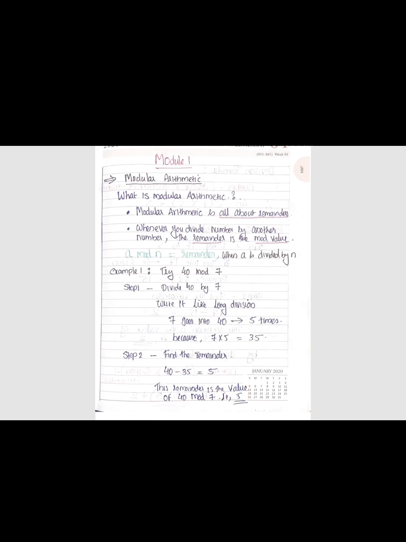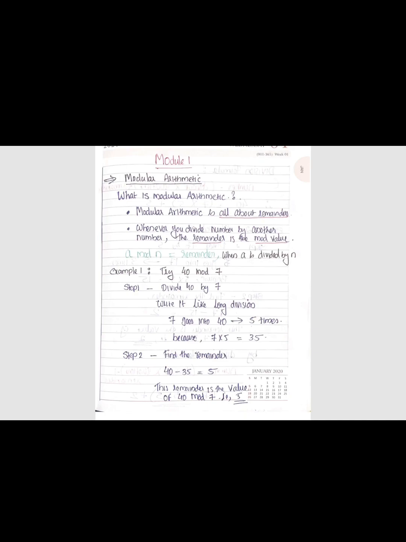Another example is days. If today is Tuesday, that is day 2, and after 9 days we get (2 + 9) mod 7, that is equivalent to 11 mod 7. That means the remainder becomes 4. Therefore the day becomes Friday.